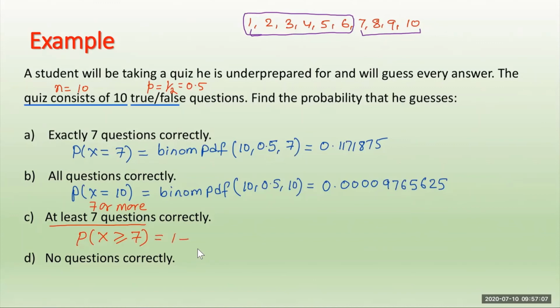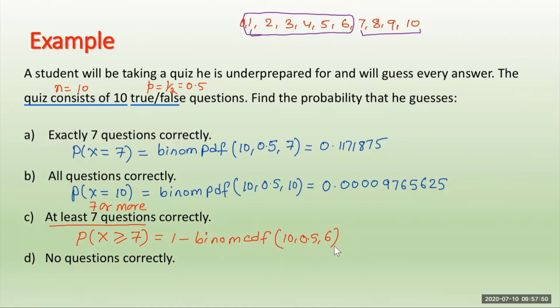1 minus, the way we find the probability of all this is binomial CDF, the cumulative probability distribution. When I do CDF, it will add the probability from here all the way up to that value. We have 10 in total, 0.5, and we have to add the probability all the way up to 6. In fact, it even includes 0, the probability that they don't answer any of them correctly. So from 0 up to 6 is included. This is how we write that.